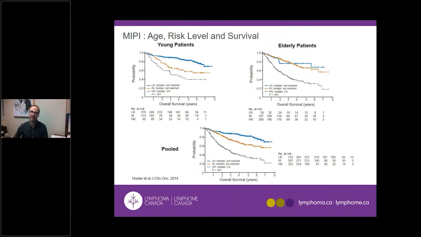And we use them very commonly because it's a quick and easy way of getting a sense of how a person might do. But notice how the MIPI doesn't really look at many of these biological factors that I explained a moment ago. It doesn't really look at things like mutations. It doesn't look at things like a blastoid or a pleomorphic morphology that we know are also associated with a poor prognosis. And so this is an area of ongoing work.